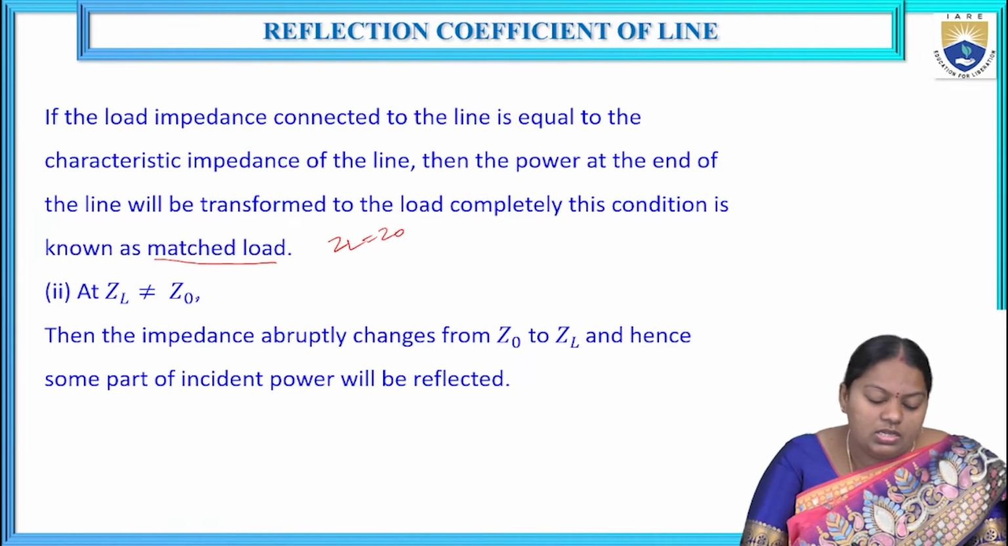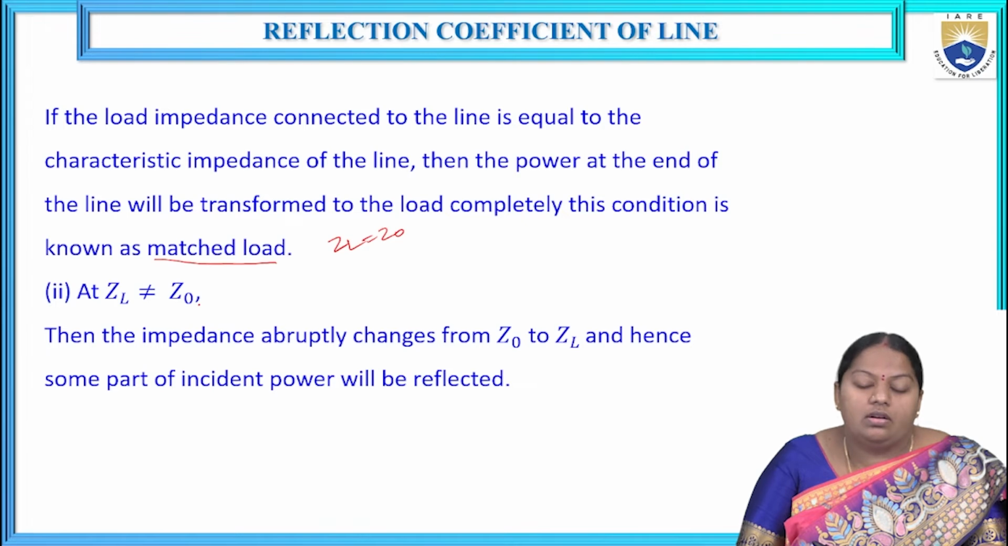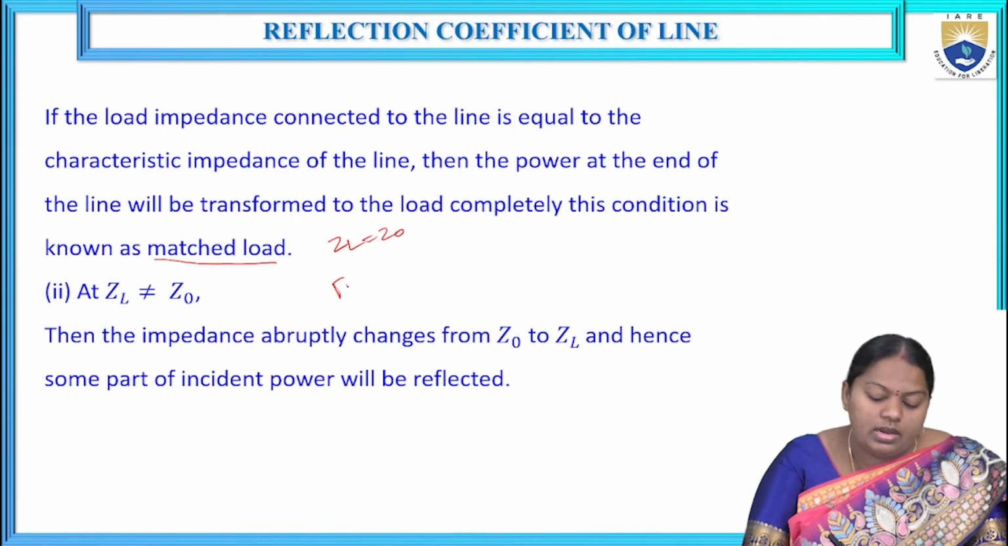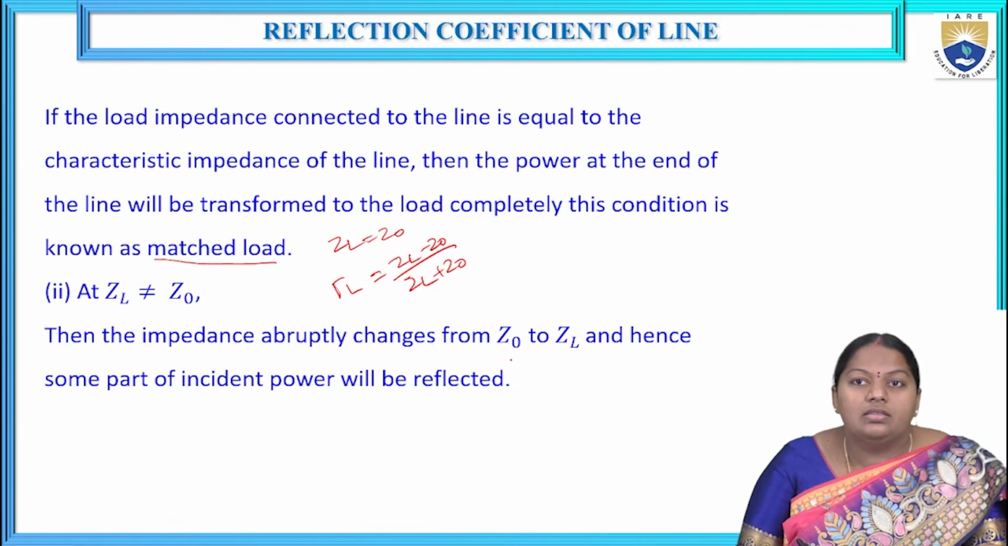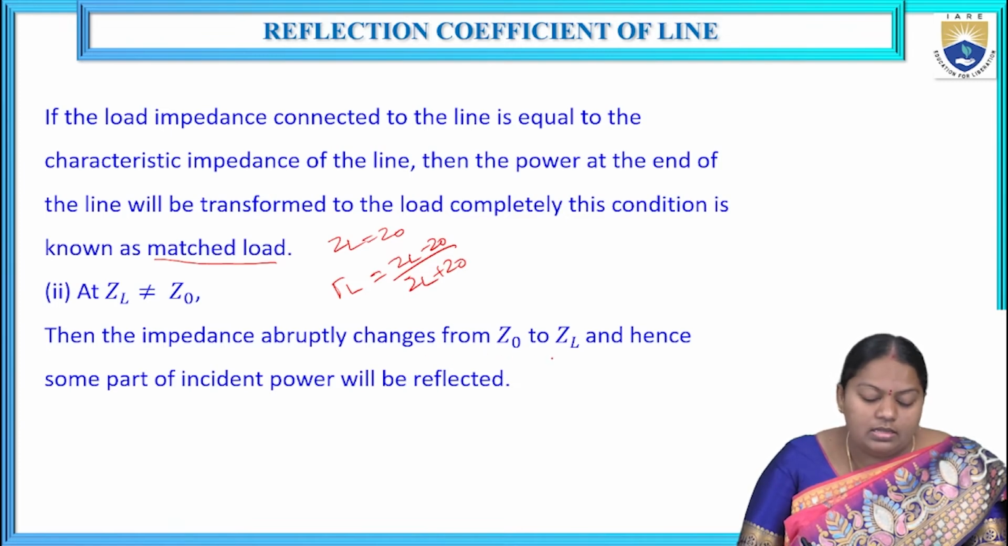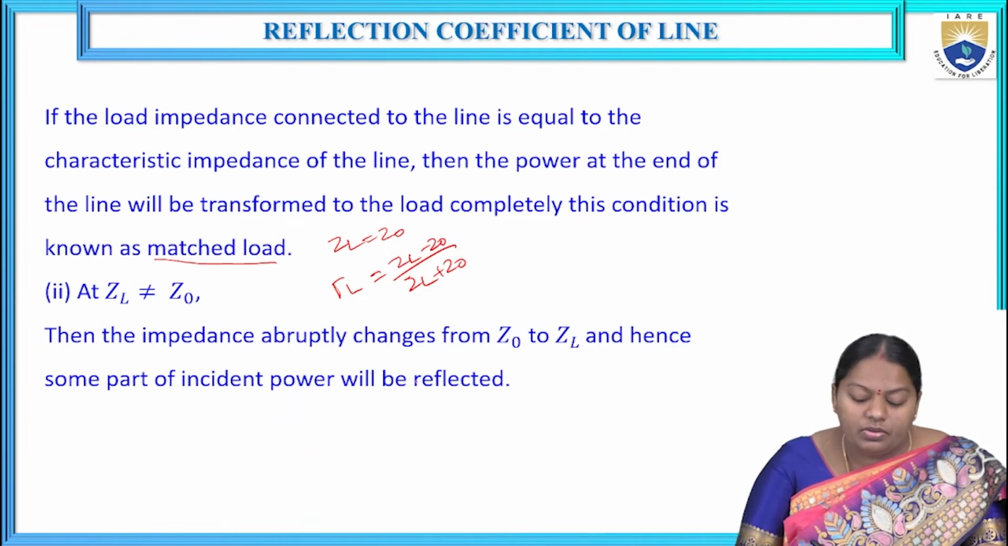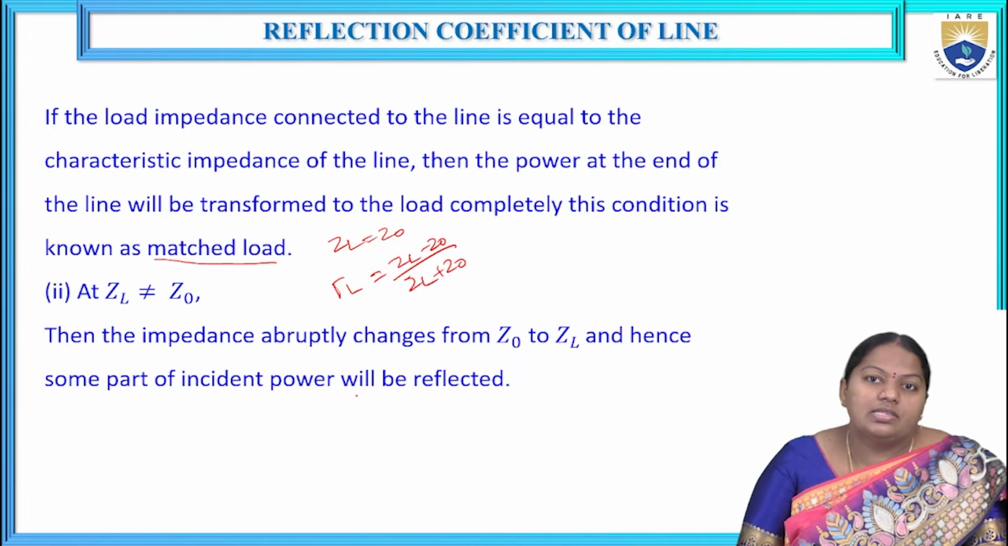And one more condition: if ZL is not equal to Z naught, how can gamma L change? Gamma L is (ZL minus Z naught) by (ZL plus Z naught). If ZL is equal to Z naught, gamma L equals 0. If ZL is not equal to Z naught, the impedance abruptly changes from Z naught to ZL, and hence some part of the incident wave will be reflected. That part of the wave is reflected back into the same medium.